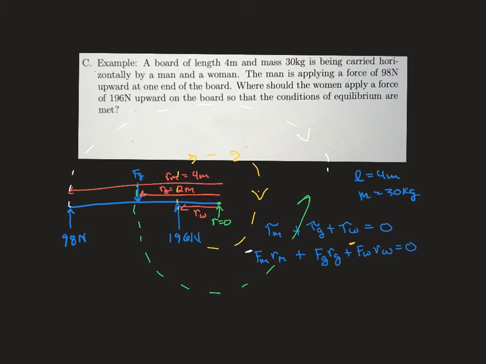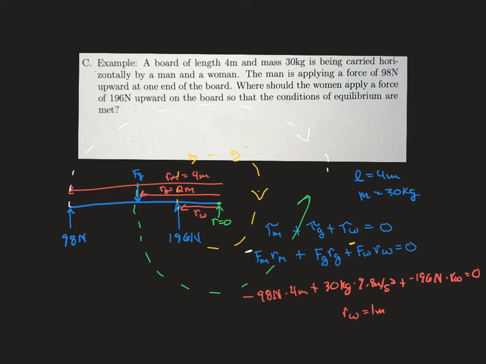Alright, so now I can plug my numbers in. So I get a negative 98 newtons times 4 meters plus 30 kilograms times 9.8 meters per second squared plus a negative 196 newtons times our unknown. And so when we rearrange this, we should get that r equals 1 meter. So the woman needs to apply the force 1 meter in from the right end of the board.